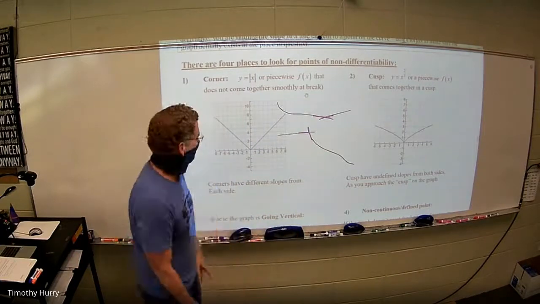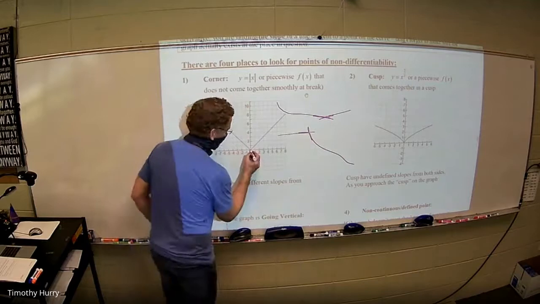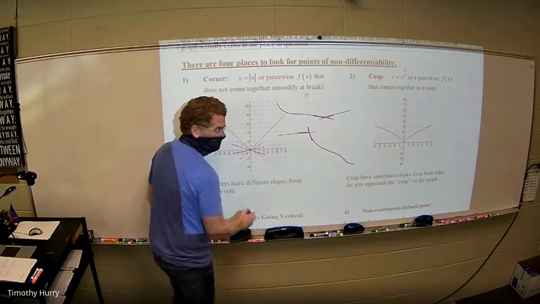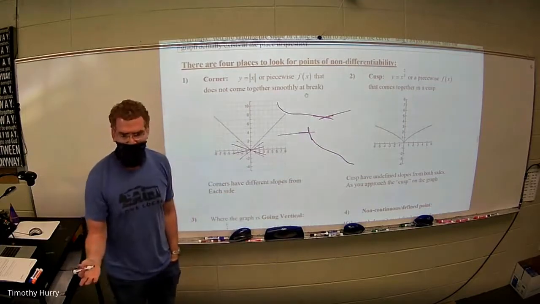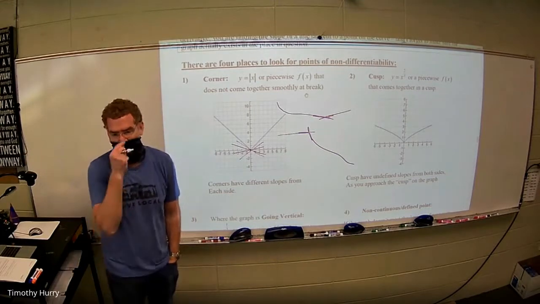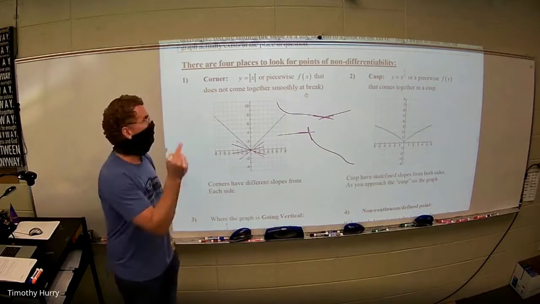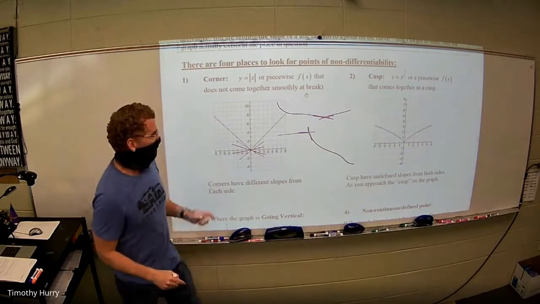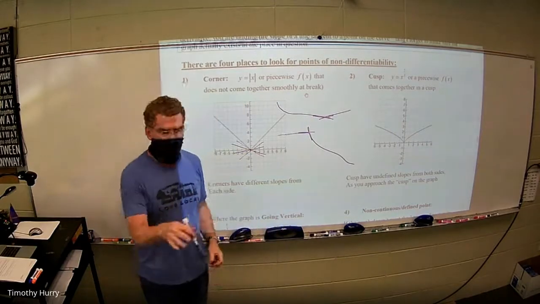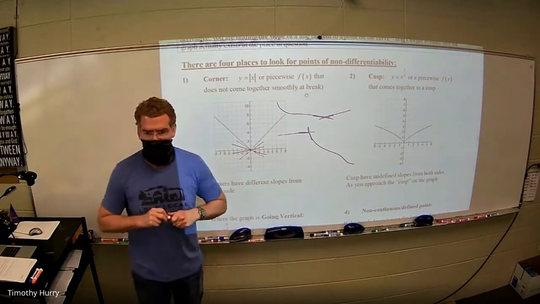Not to mention, if I were to draw a tangent line, I could draw that's tangent, that's tangent, that's tangent. There's all kinds of them, right? So I get all kinds of slopes. Well, that doesn't make sense. It would have to be one slope if it was one tangent line. So if you ever see a corner, whether it looks like that or that or whatever, we say that it's not differentiable there. There is no derivative. That's the first one.